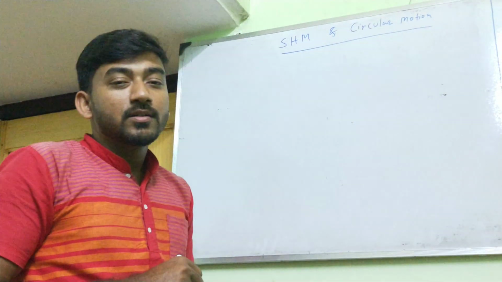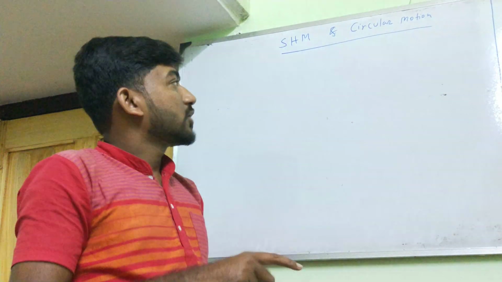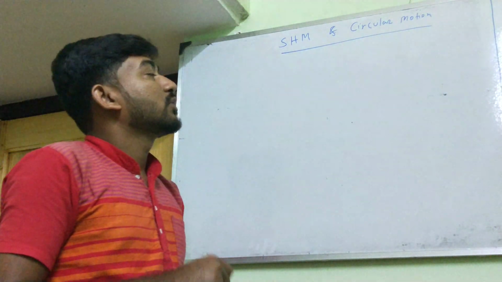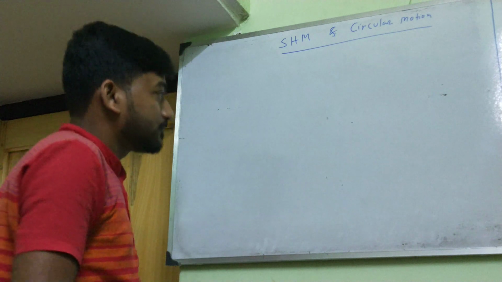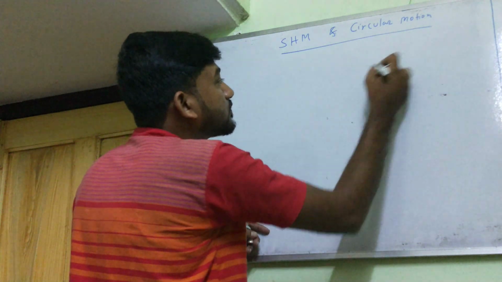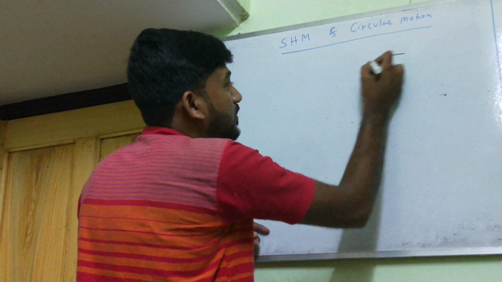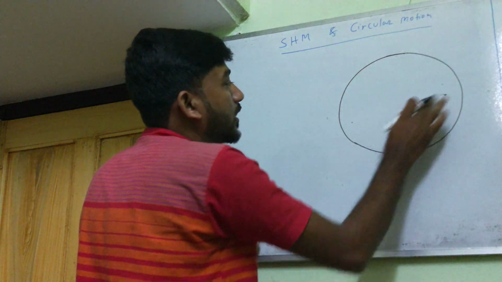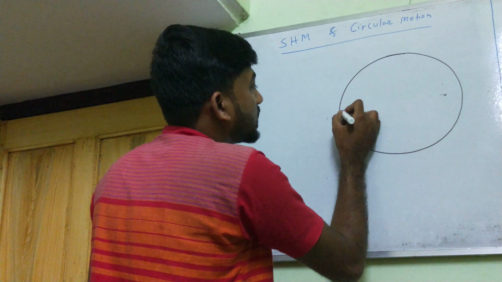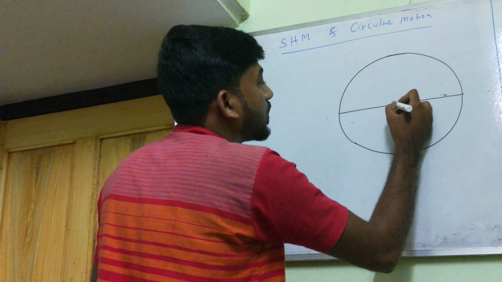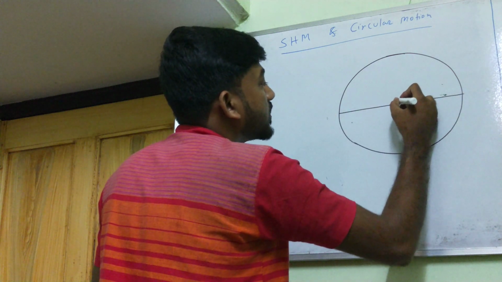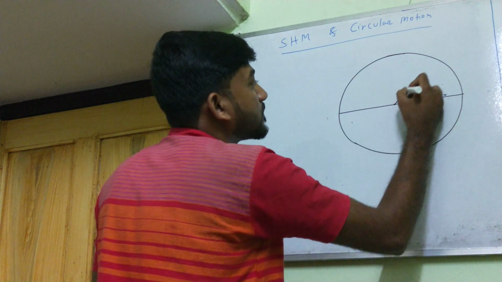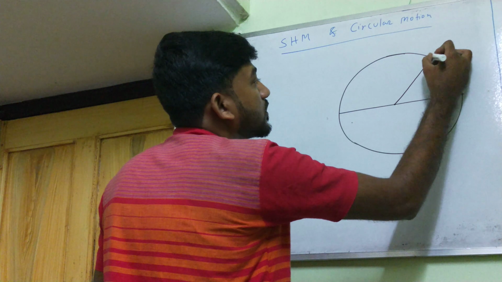And we will see that the projection of the circular motion of a particle onto the diameter will actually be SHM. So let me draw the diagram first. Let us consider a circle, and the circle has a diameter 2a, or the radius of the circle you can say is a, and the particle at any instant is at that point.